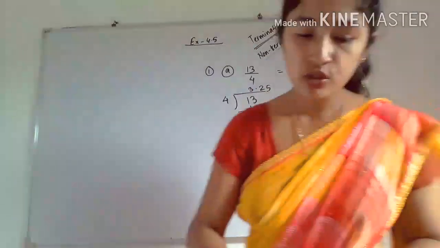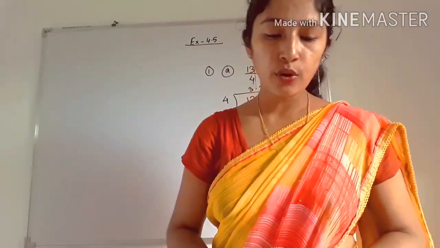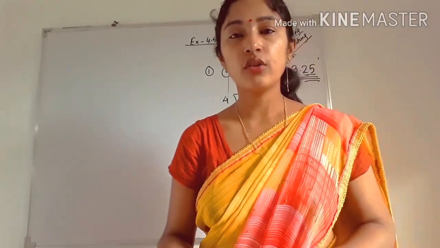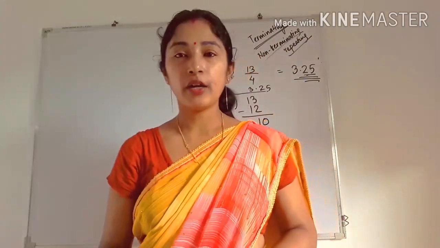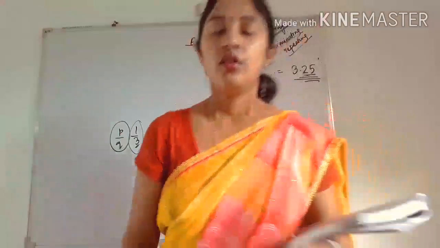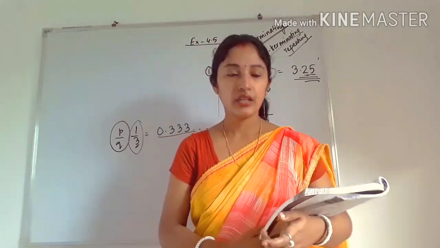Come to the next question, number 2. Convert the following into decimal. Again you have to convert. You have to divide the numerator by the denominator. You can easily do it. Next, come to question number 3.